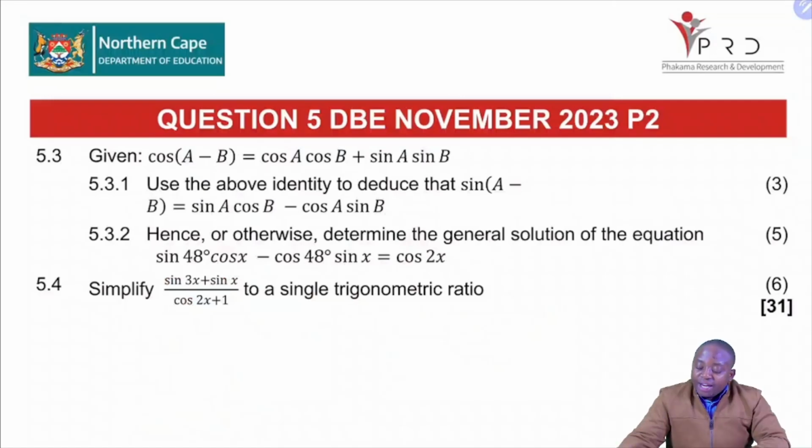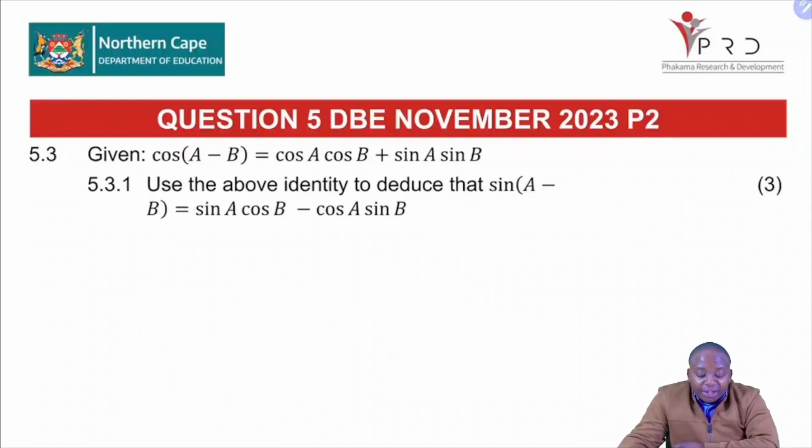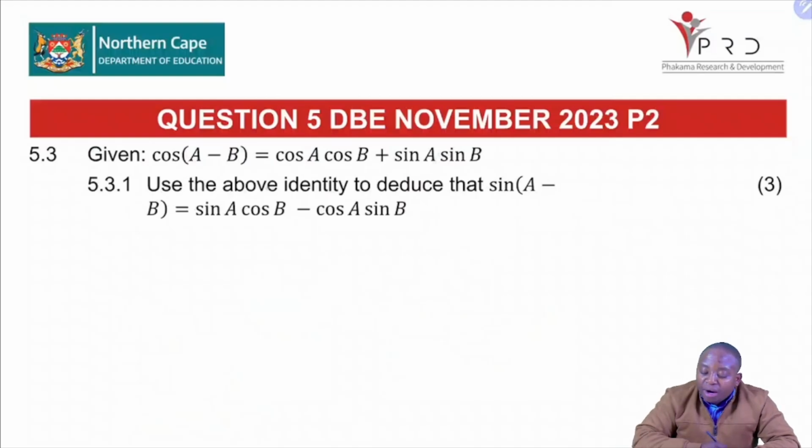Welcome back, grade 12. Now, let us look at 5.3. It reads as follows. We are given cos(a minus b) is equal to cos a cos b plus sine a multiplied by sine b. We are going to use the above identity to deduce the identity that says sine(a minus b) is equal to sine a multiplied by cos b minus cos a multiplied by sine b.